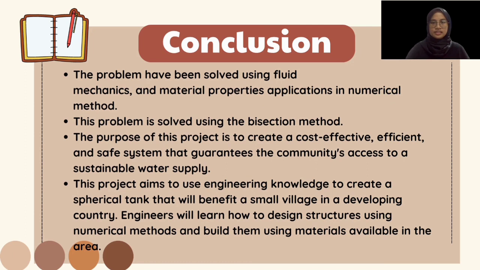Next, I will present the conclusion of this project. After solving the problem using fluid mechanics and material properties applied in the numerical method, the depth of water in the tank if the volume of water is 500 meter cube was calculated. This problem is solved using the bisection method, which is one of the numerical methods for determining the roots of a continuous function. According to the calculation, the depth of water between 11 meter and 12 meter is about 11.180, indicating the depth of water at a level in a range.